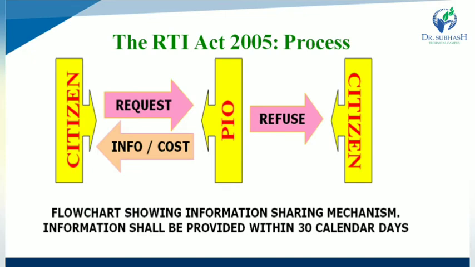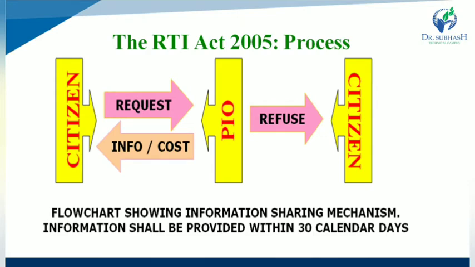In the Right to Information Act 2005, there is a flow chart showing the information sharing mechanism, and information shall be provided within 30 calendar days. This flow chart shows how information is shared with the help of the Public Information Officer. If no error is found, the information is shared within the 30 day time period, and if any error occurs, your application is rejected.